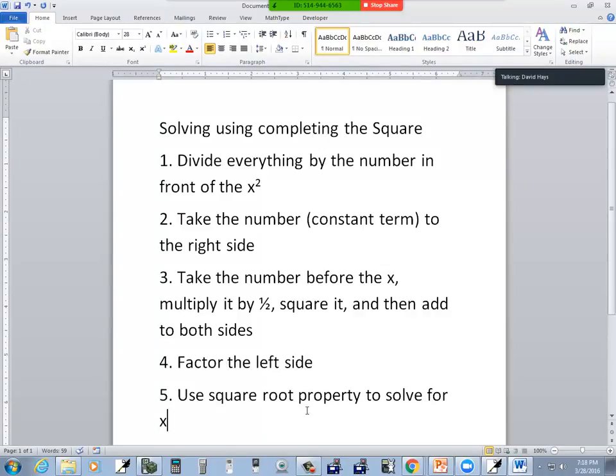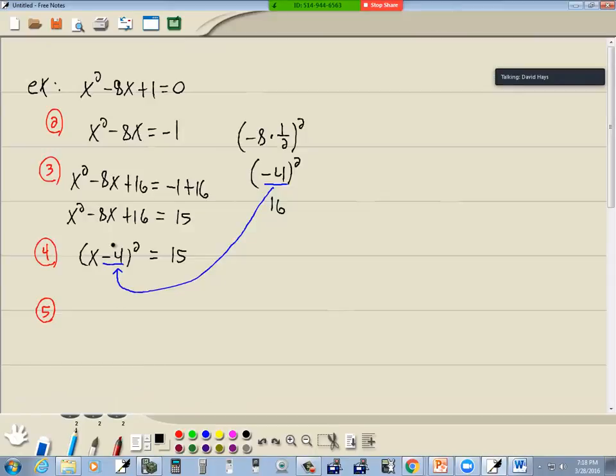Step 5, use the square root property to solve for x. We now have something squared equal to something else, so I drop the squared, and I'll put a plus or minus square root around the other side. Now the square root of 15 doesn't simplify because 15 is 3 times 5. So to solve for x, I take negative 4 over, and we get x is equal to 4 plus or minus the square root of 15. And that's our answer.